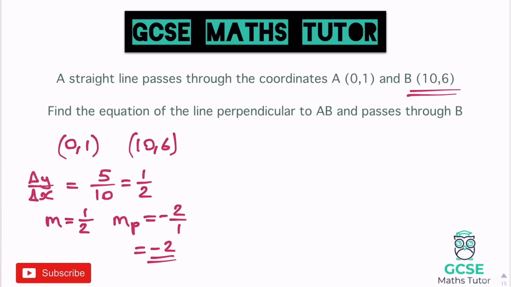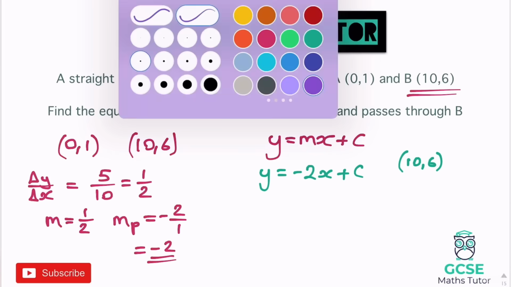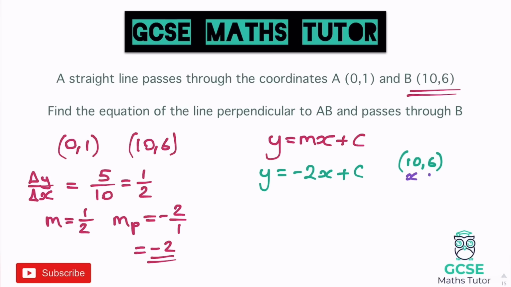So what I'm going to do is write out what the equation of a line always looks like, which is y equals mx plus c. And I'm going to plug this piece into the equation of my line, because I've now got the gradient. So we've got y equals negative 2x plus c. Now it says it's got to pass through that point 10, 6. So I'm just going to stick these numbers in, remembering that we have an x coordinate here and a y coordinate here.